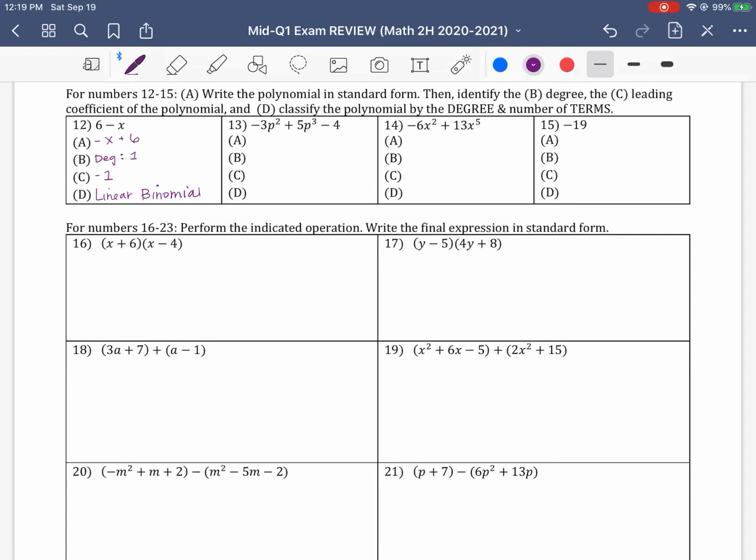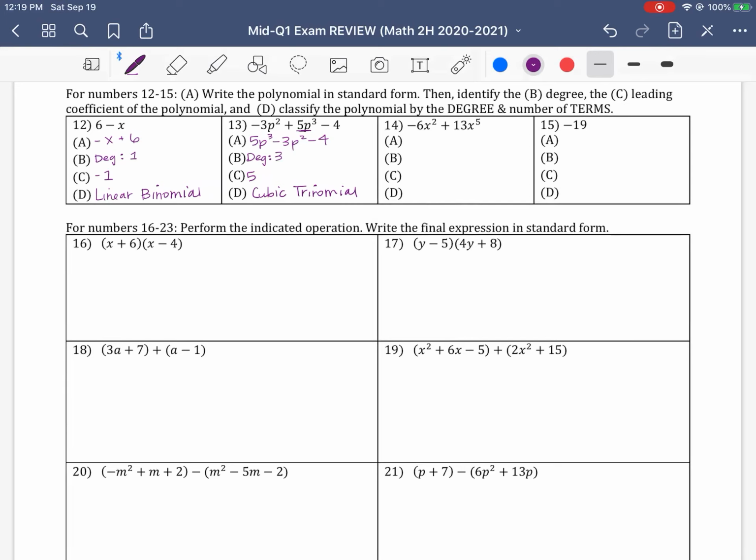Okay, number 13. Again, the highest exponent within these 3 terms is the 3, so this term right here gets to go first. We're going to write 5p cubed. The p squared is the next largest, so negative 3p squared, and then the constant, or the number without a variable, goes last. That means that our degree, again, is that highest exponent, which is the 3, and the leading coefficient is the number leading once it's in standard form, so that would be a 5. And this one is a degree of 3, which makes it cubic, and there's 3 terms, so we would refer to it as a trinomial.